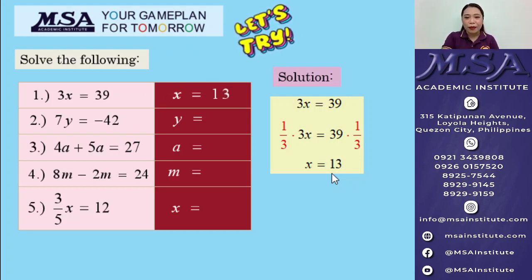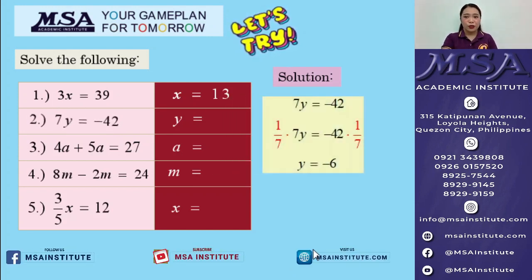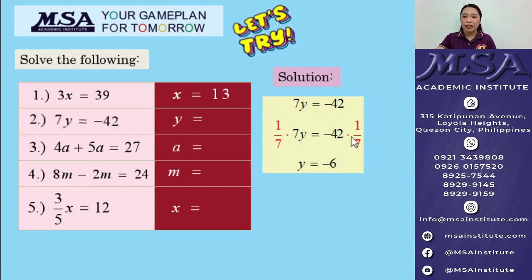Let's have item number 2. We have 7y is equal to negative 42. So the coefficient of y here is 7, and the reciprocal of 7 is 1 over 7. So we need to multiply both sides of the equation by 1 over 7. So we have y is equal to negative 6 because negative 42 times 1 over 7 will give us negative 6. So the answer is negative 6.